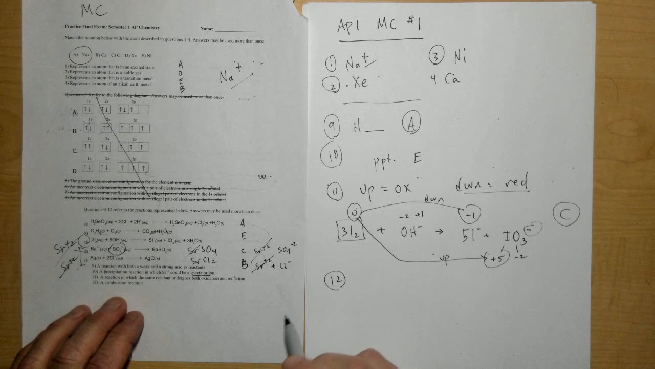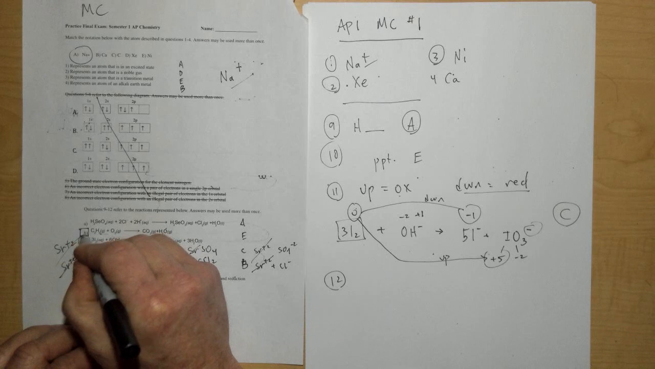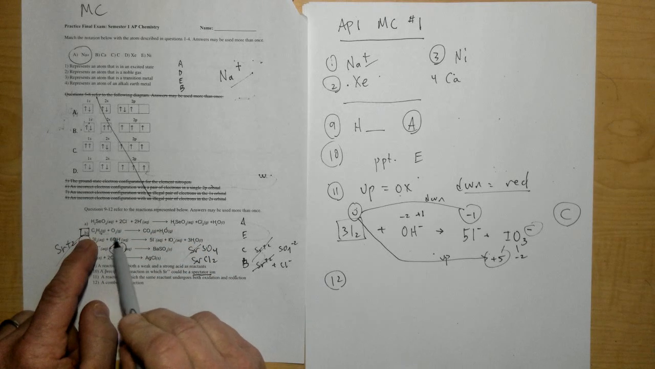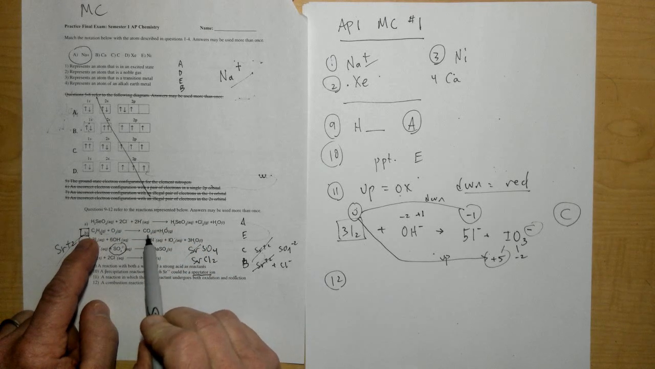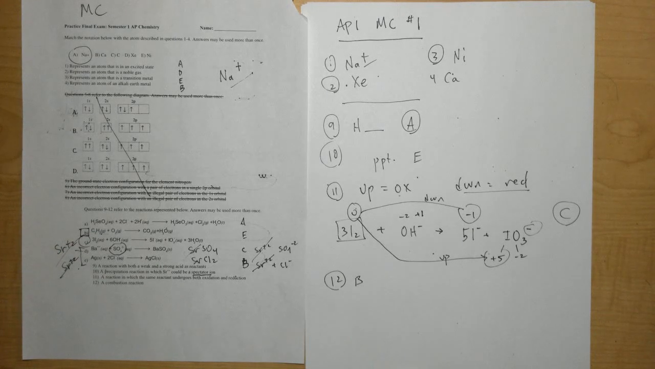Number 12, a combustion reaction is where we're going to form carbon dioxide and water when there's a hydrocarbon reacting with oxygen and giving off heat and flame. And we can see that in letter B right here, we have a hydrocarbon reacting with oxygen, and it produces carbon dioxide and water right here. So 12 is letter B.